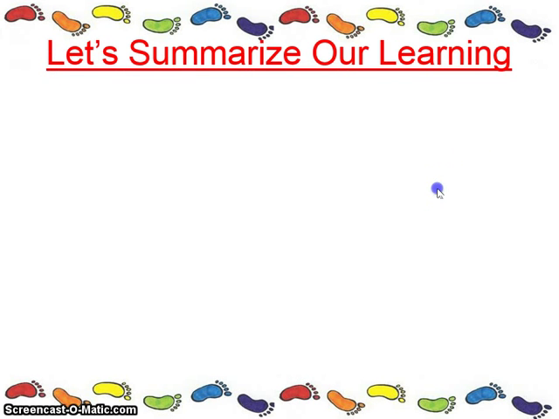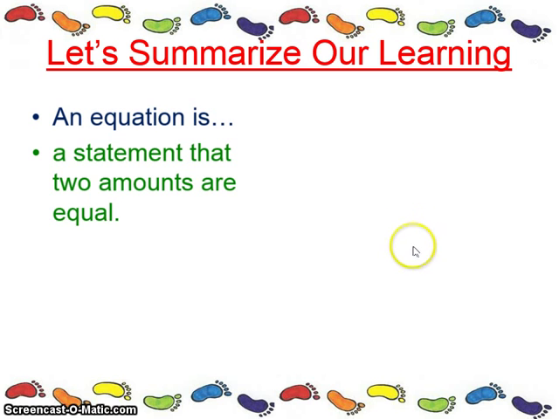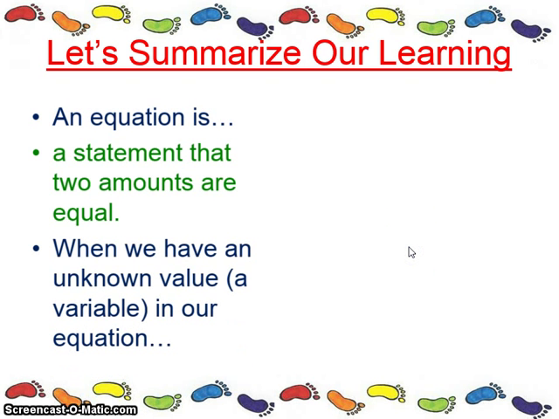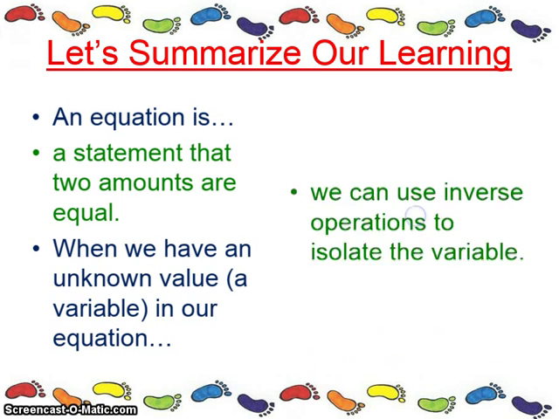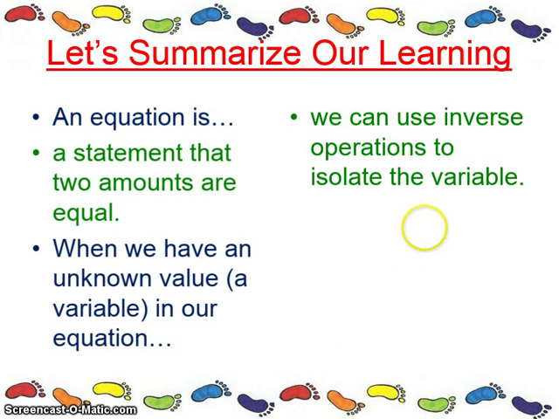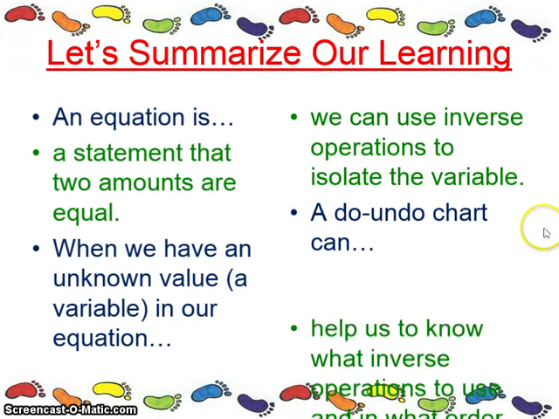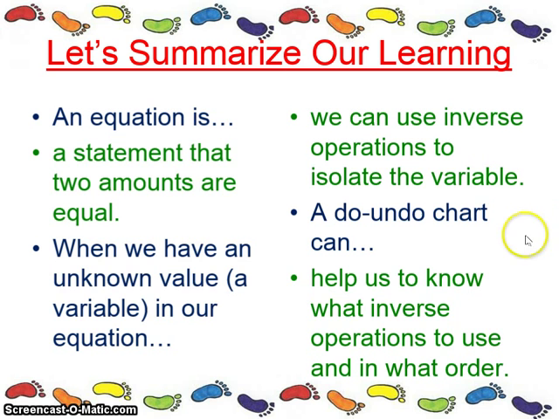Now let's summarize what we've learned. An equation is a statement that two amounts are equal. When we have an unknown value, which is called a variable, in our equation, we can use inverse operations to isolate the variable. This is true for any equation. A do and undo chart can help us know what inverse operations to use and in what order.